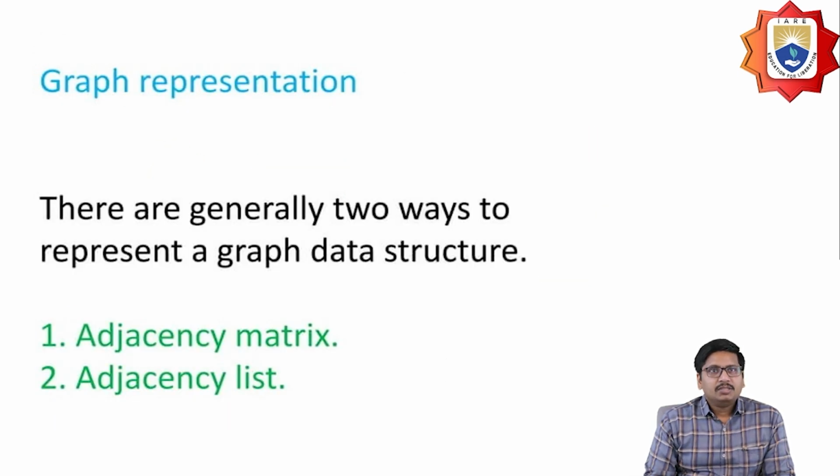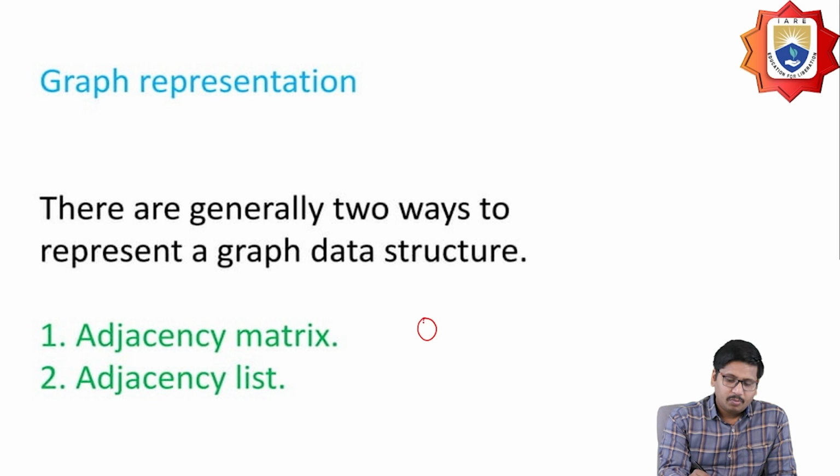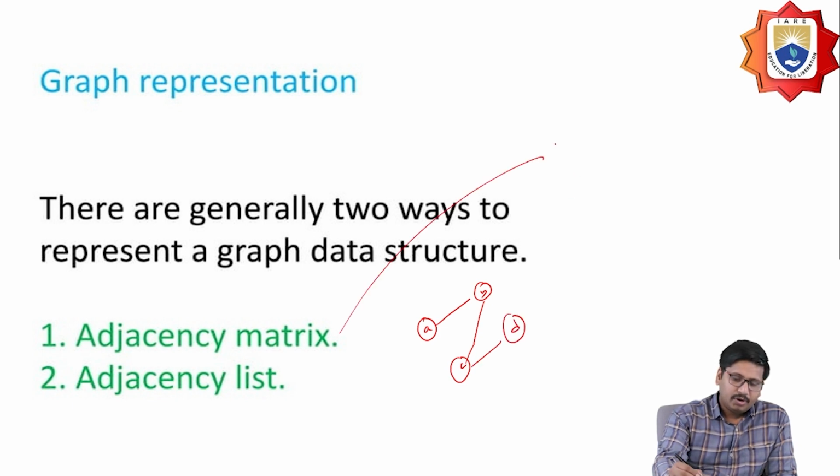So what are the various representations of a graph? Normally we follow two types of conventions. The first one is the adjacency matrix, and the second one is the adjacency list. So what is this adjacency matrix? If I have a graph like this, A, B, C, D, the adjacency matrix is a matrix represented in the form of zeros and ones.